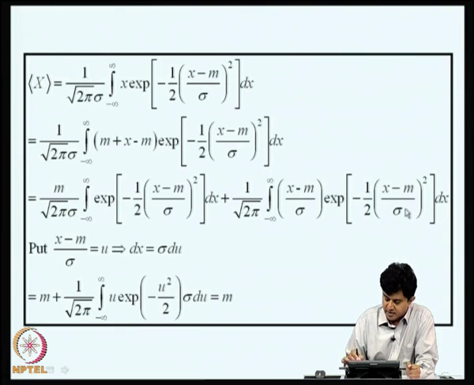Now I substitute (x minus m) by sigma as u, and I will get dx as sigma du, and we substitute that into the second integral. Now you can see that this is an odd function under symmetric limits, therefore this value is 0. So I get the required result that expected value of x is m.